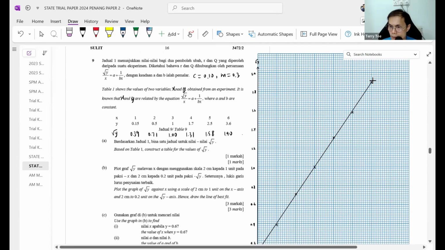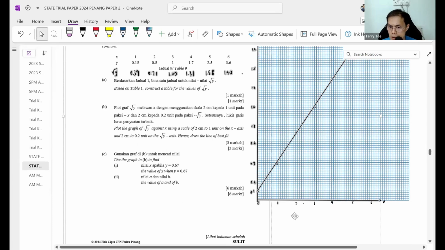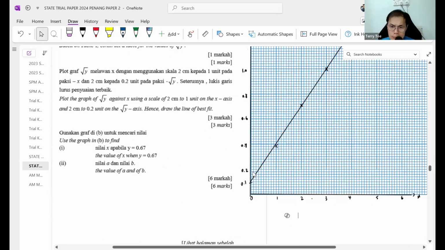Okay, you can see that the first point and the fifth point are a bit below the line of best fit. Could it be better? I think it could be better. Check again. Is my y-intercept correct? Zoom in a bit. Okay, I think I need to move my point a bit lower.